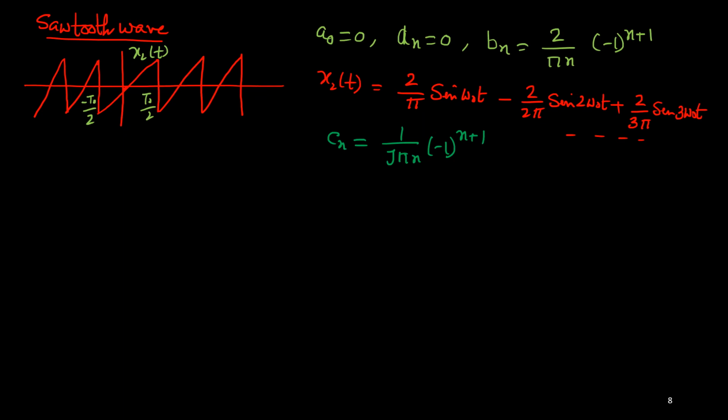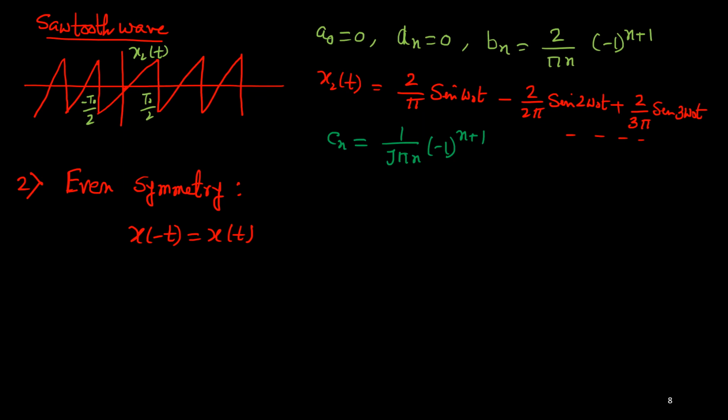Now we'll move to the next one. So the second property, the even symmetry. When the signal is even, x of minus t is the same as x of t. So it is just the opposite logic. Earlier a minus sign was there, and that's how a0 and an cancelled. The first half and second half, minus t0 by 2 to 0 and 0 to t0 by 2, were cancelling. But in this case they will not cancel for a0 and an. Rather, bn will now cancel.